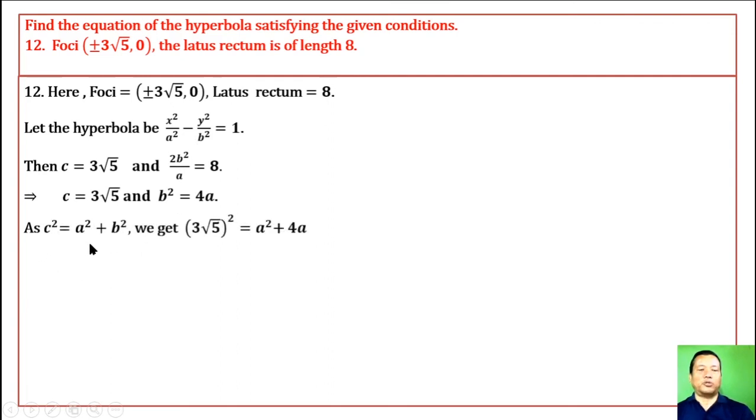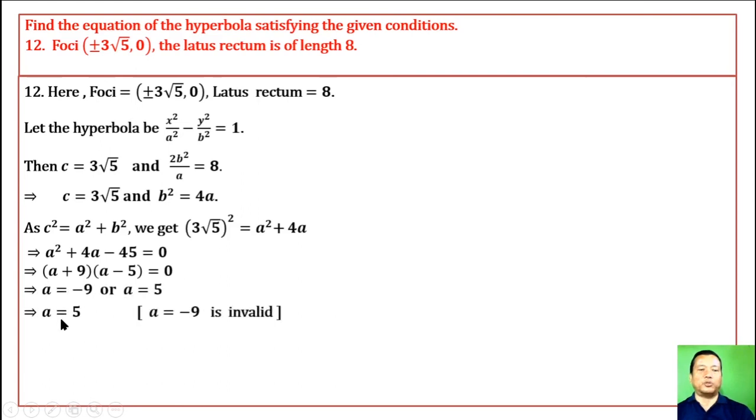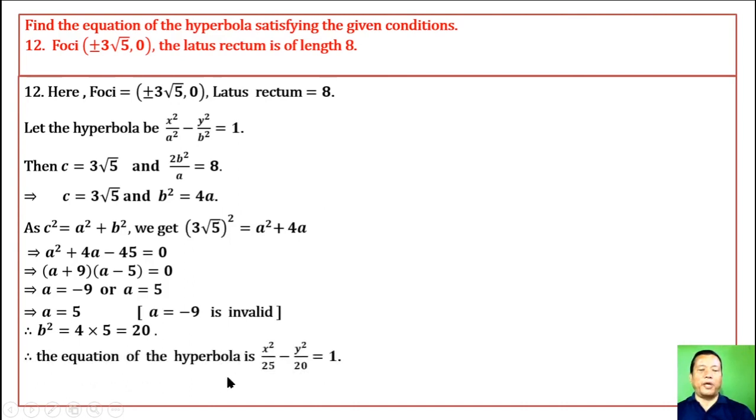Also, c square equal to a square plus b square, we get 3 root over 5 whole square equal to a square plus b square, substituted by 4a. We get a quadratic equation in a. Factorize and solve, two values of a, from which we have to take a equal to 5, as a equal to minus 9 is invalid, because length of a side cannot be a negative number. Using this, b square is 4 into 5, that is 20. We have known a and b. Therefore, the equation of the hyperbola is x square by a square, whose value is 5, whose square is 25, minus y square by b square, whose value is 20, equal to 1.